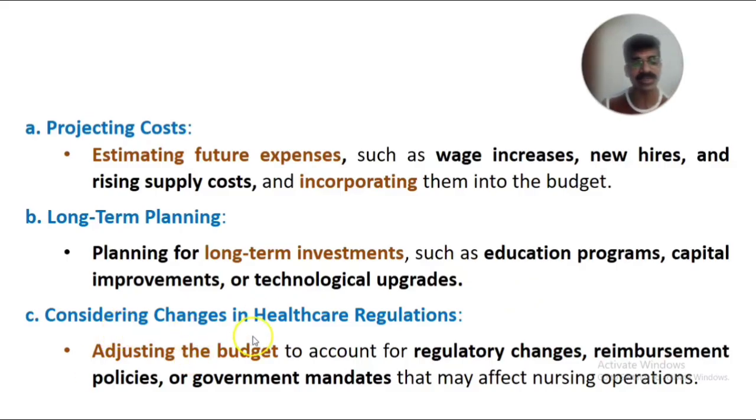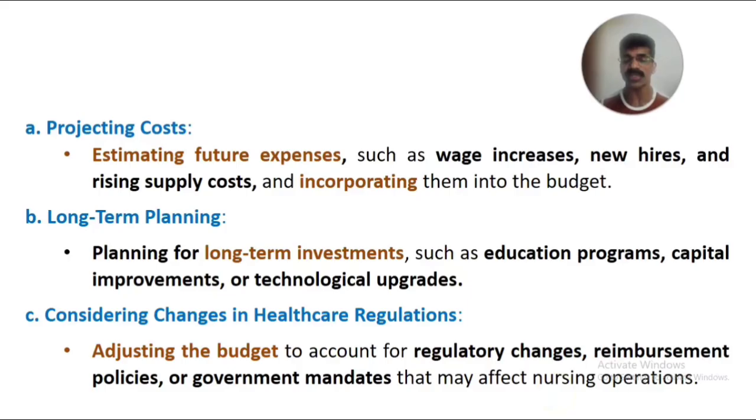Then the last one is considering the changes in the healthcare regulations. The healthcare regulatory agency periodically makes different policies, rules and regulations. So that has to be adjusted with the financial constraints. At the same time, the hospital has to render quality-based comprehensive nursing services. That includes adjusting the budget to account for changes by the regulatory bodies, reimbursement policies, the welfare policy for the staff, or government mandates or mandatory acts, the rules and regulations that may affect the nursing operations.